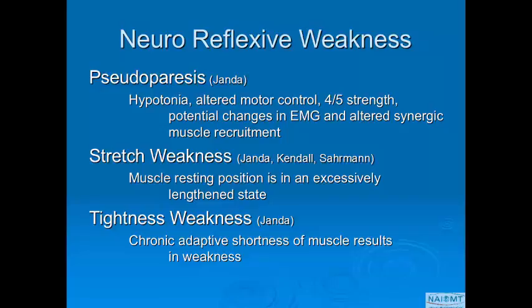Tightness weakness is described by Janda, whereby there are chronic adaptive changes in the muscle resulting in shortness and an altered, suboptimal length-tension relationship, and decreased force output.